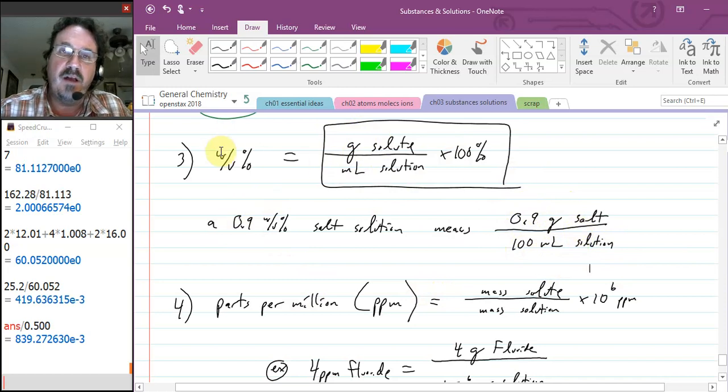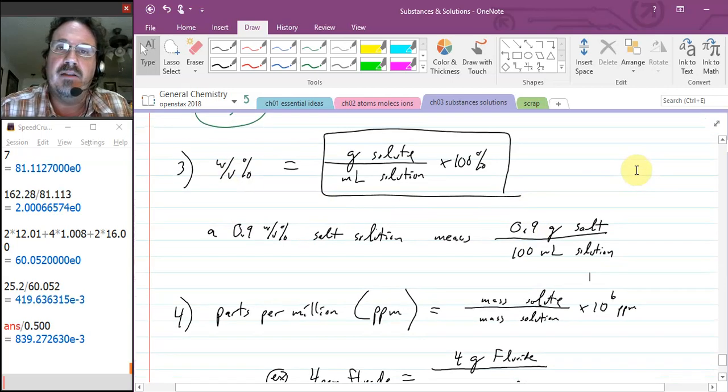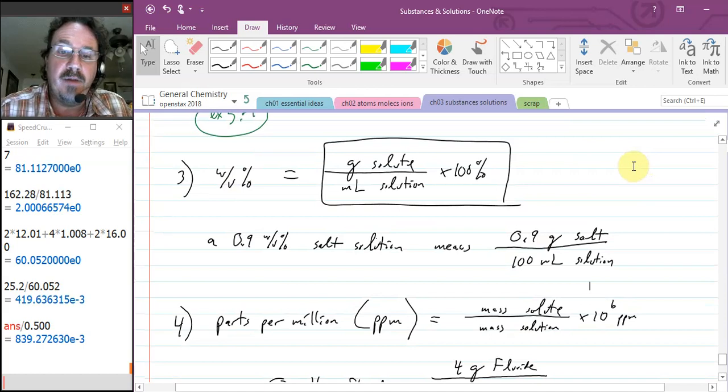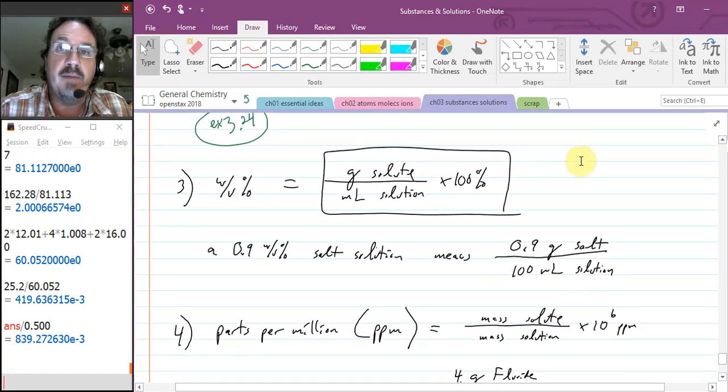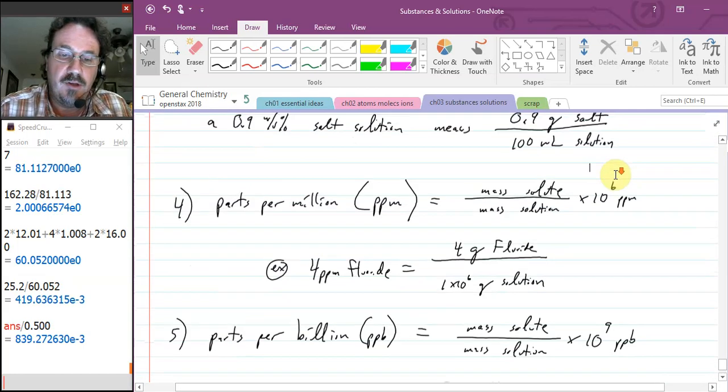So weight by volume. You'll see a lot of times in biology or biochemistry, they'll use that unit. So it's important to get that down if you're going to be taking those classes as well. Again, it's really no more difficult than that. A lot of students get really tripped up on weight by volume percent. It's really not that bad. You do lots of problems, you'll get it.